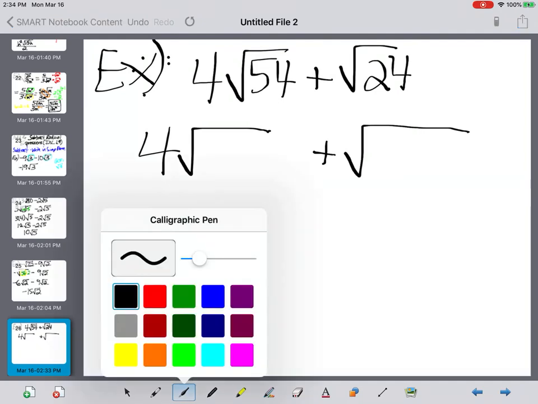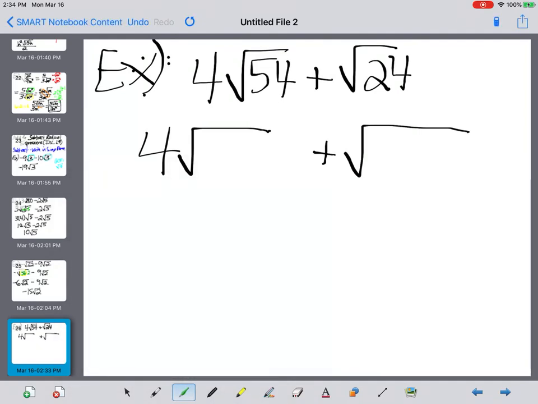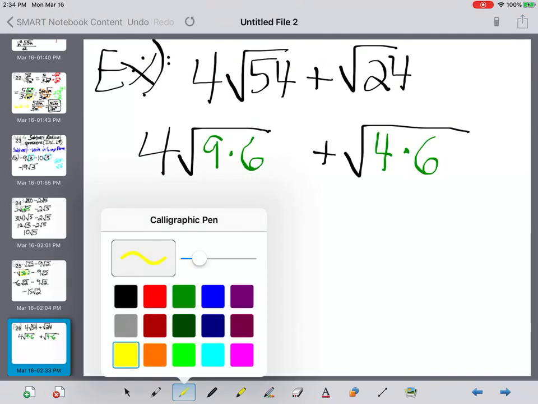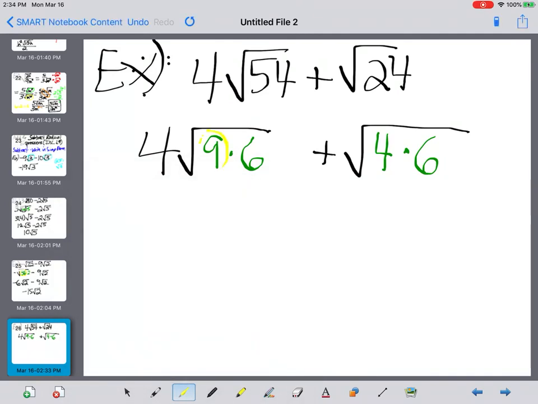and then we're going to break both those down. So for 54, we're going to have 9 times 6, and for 24, we could have 4 times 6. Notice both of them are going to end up having that 6. So to circle my perfect squares that are going to end up coming out, the 9 will come out, the 4 will come out. Okay, so as I break this down, this is going to be 4.